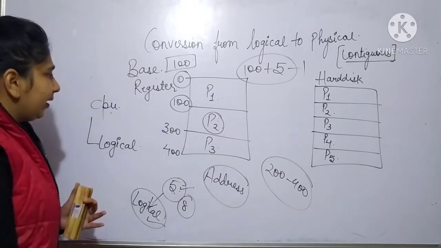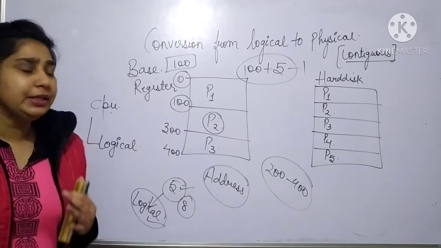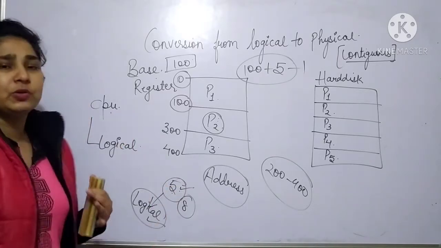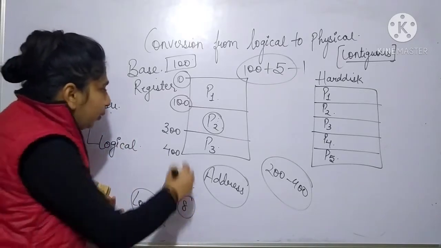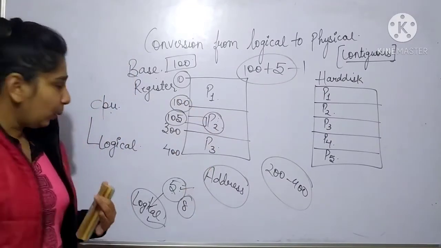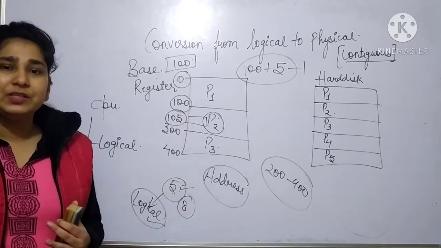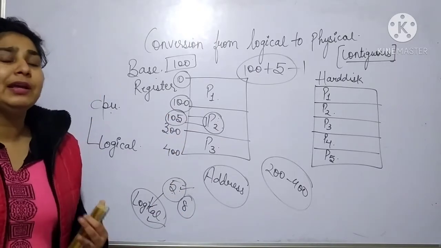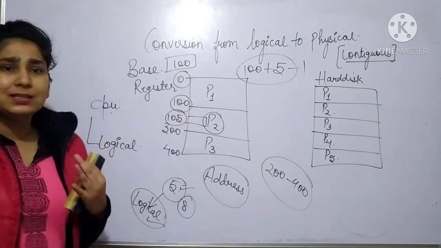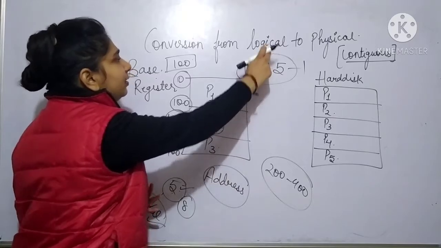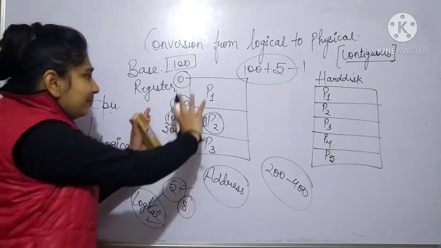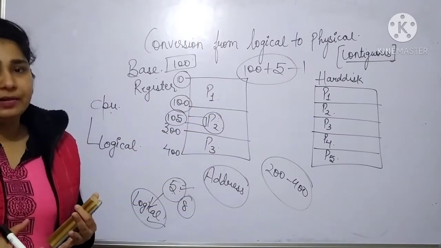So this way you are firstly going to get the base register value. You add the instruction number which your CPU requires. Then you can go to that instruction number. With the help of the base register, you can move to your required instruction. So this is how we are going to convert from logical address to the physical address. This memory address is the physical address.